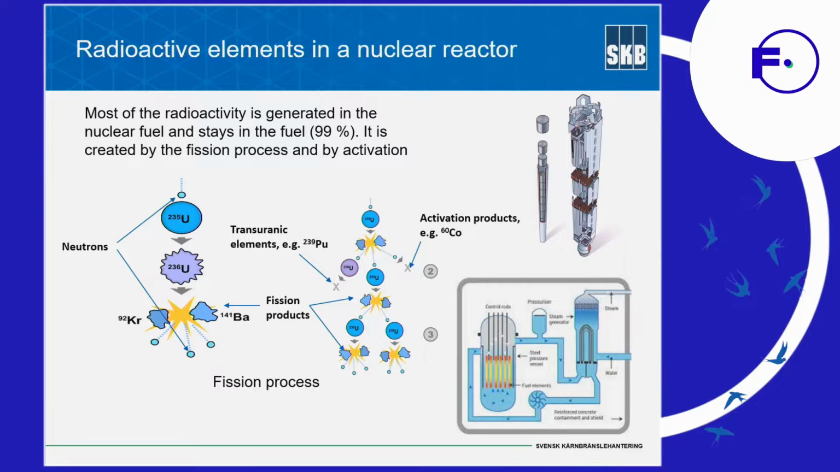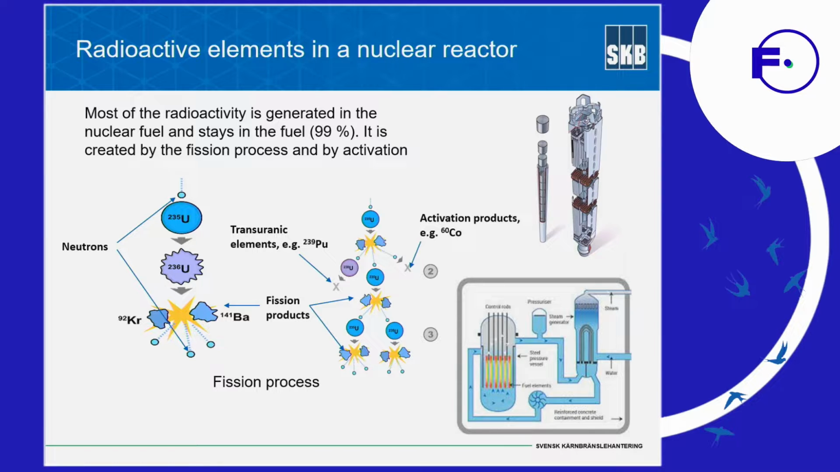Most of the radioactivity in a nuclear reactor is generated in the nuclear fuel. It's more than 99%. It's created by the fission process and by activation, and it stays in the fuel. The fission process, which you see on the left-hand side of this slide, is the process which generates the energy. It starts with a neutron hitting a heavy nuclide, for instance, uranium-235, and it splits into two smaller or lighter elements, fission products. In this process, 2 to 3 neutrons are also generated, and one of the neutrons hits a new heavy element, and keeps the chain reaction going. That is where the energy is being generated.